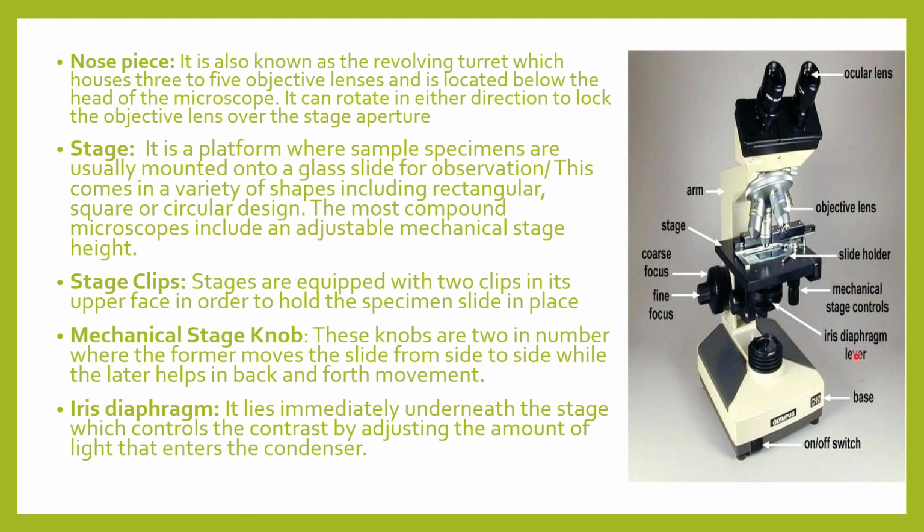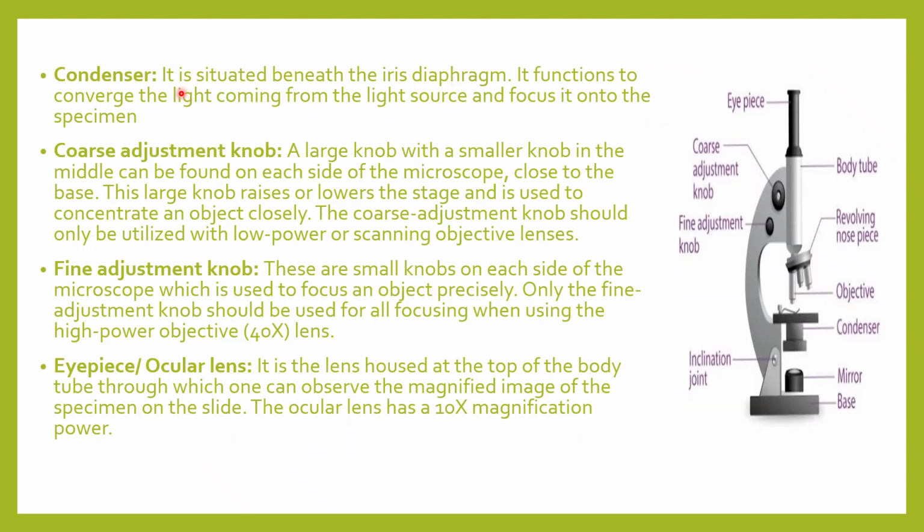Okay, and then next is the condenser. It is situated beneath the iris diaphragm, and so it functions to converge the light coming from the light source and focus it onto the specimen. Yes, so just below the iris diaphragm there is the condenser, as the name tells. It is the one which converges, so which brings all the light rays to one point. It converges the light coming from the light source, and then it focuses it onto the specimen.